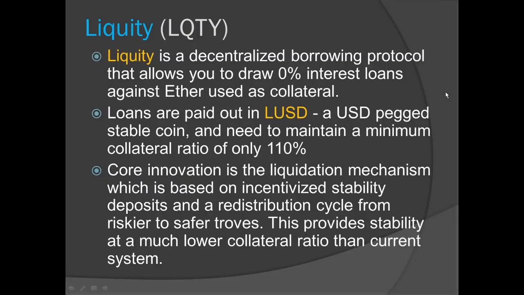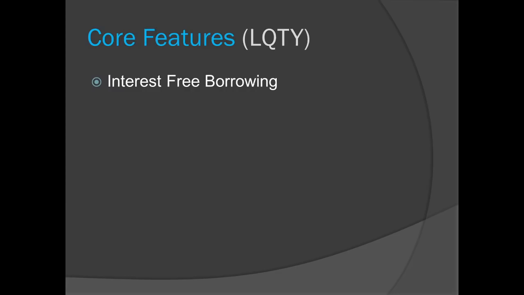The main difference between the current market and Liquity is that its core innovation is the liquidation mechanism, which is based on incentivized stability deposits and a redistribution cycle from riskier to safer troves. This provides stability at a much lower collateral ratio than current systems. So let's see some of the core features of LQTY.